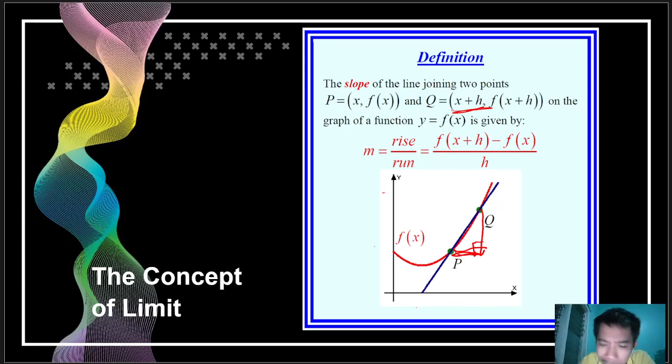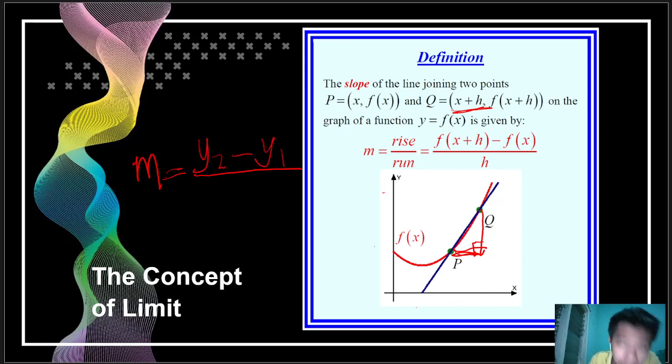We know that rise over run, that is your slope of the line PQ. Then that would be y sub 2 minus y sub 1 all over x sub 2 minus x sub 1. I'll repeat, the m is equal to y sub 2 minus y sub 1 over x sub 2 minus x sub 1. This is what you have learned in algebra.